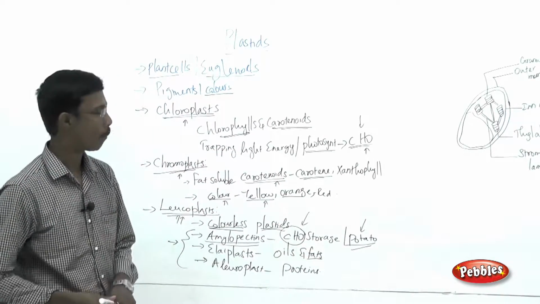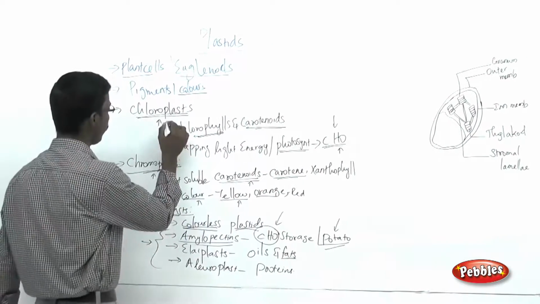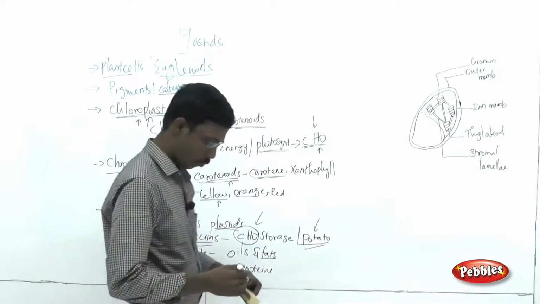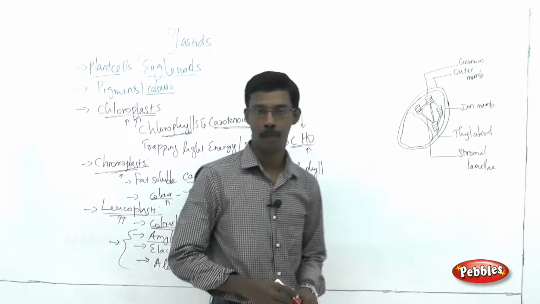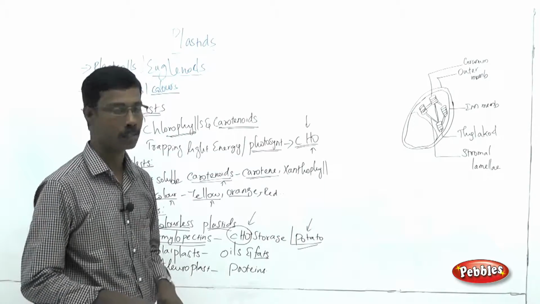And now we are going to see the structural details of a particular type, the chloroplast. So as we all know, chloroplasts are involved in photosynthesis, as the mitochondria are involved in respiration.